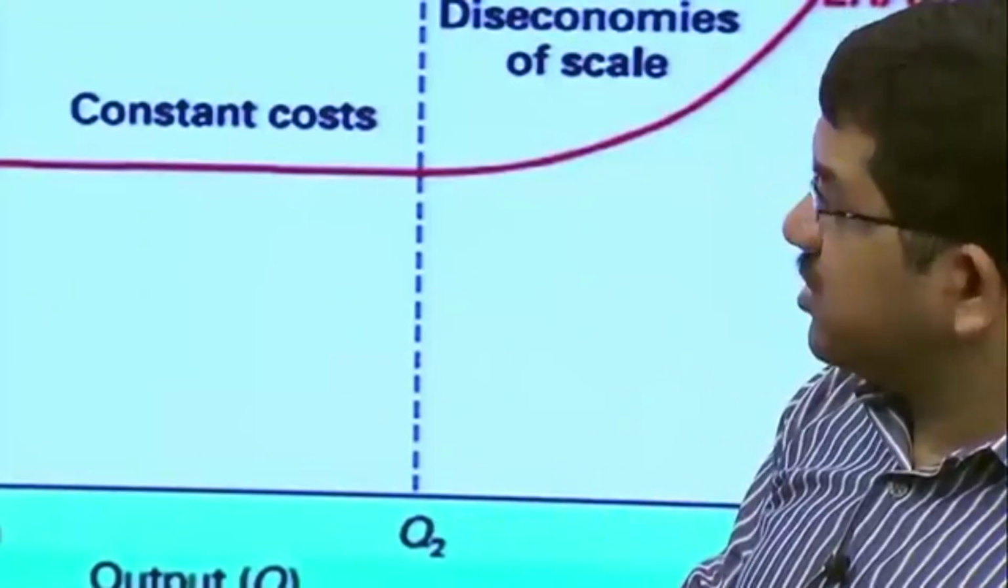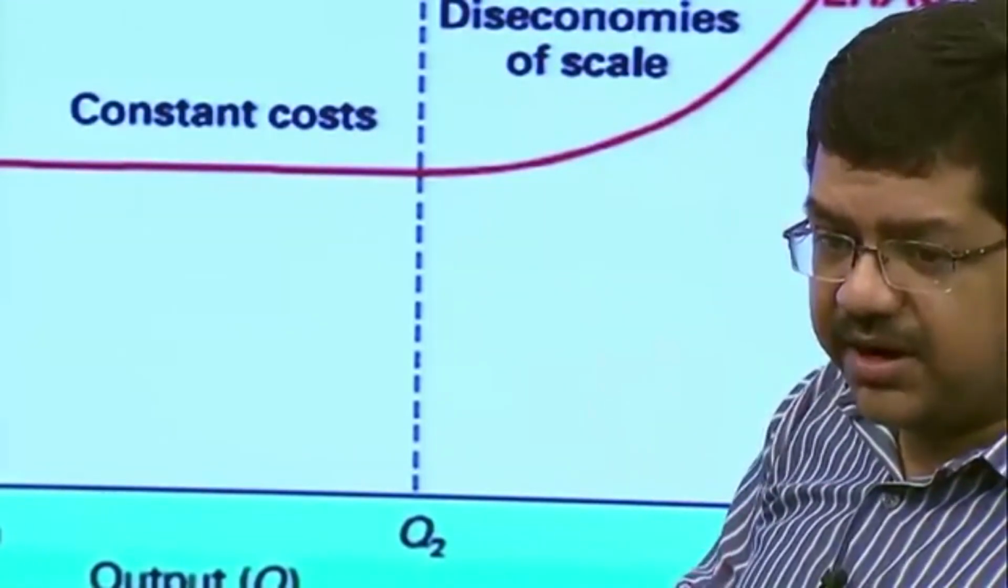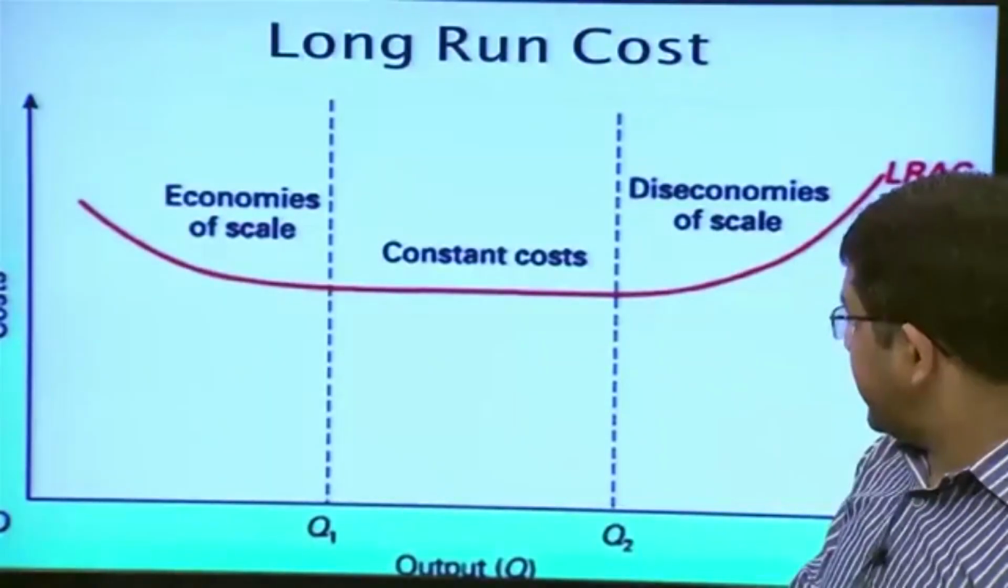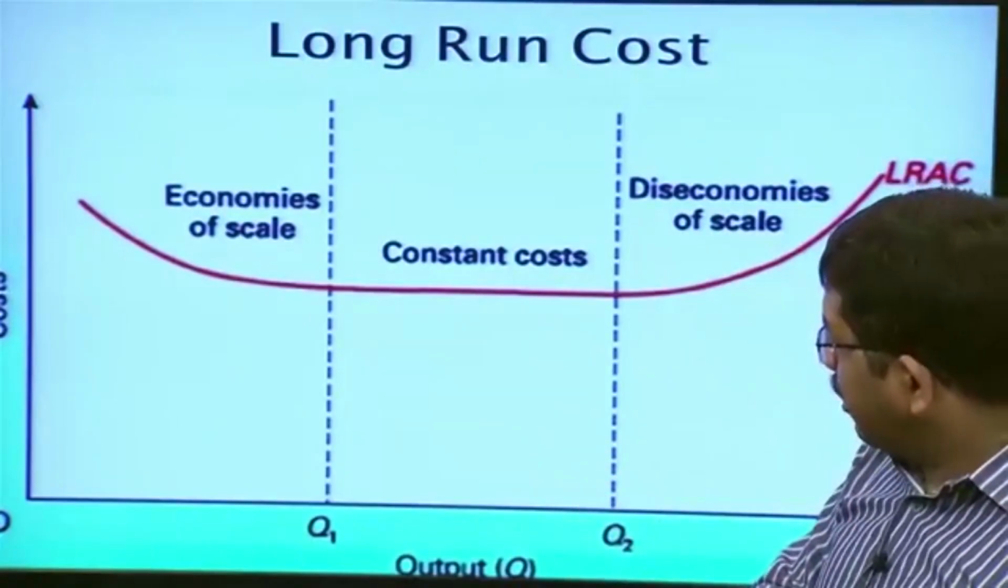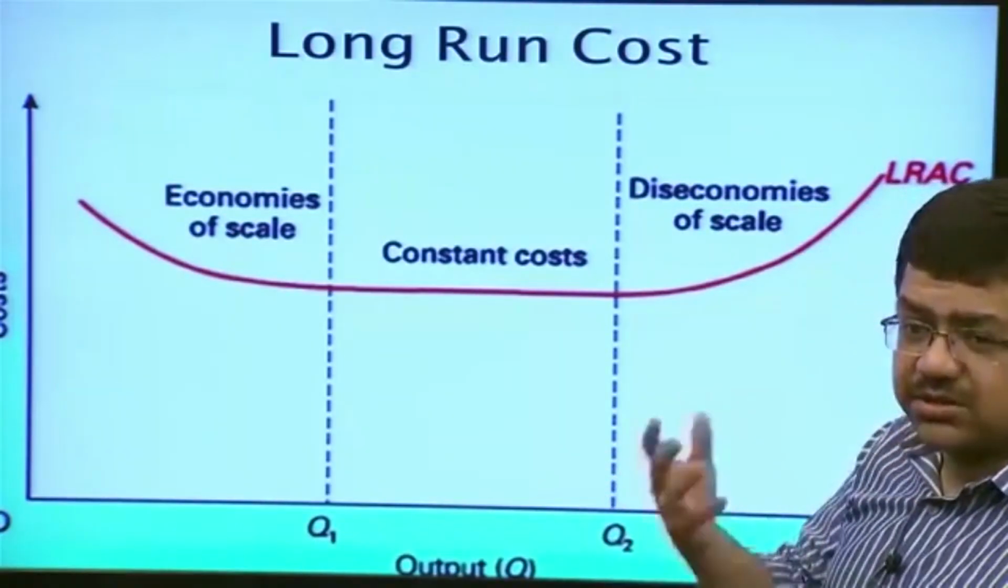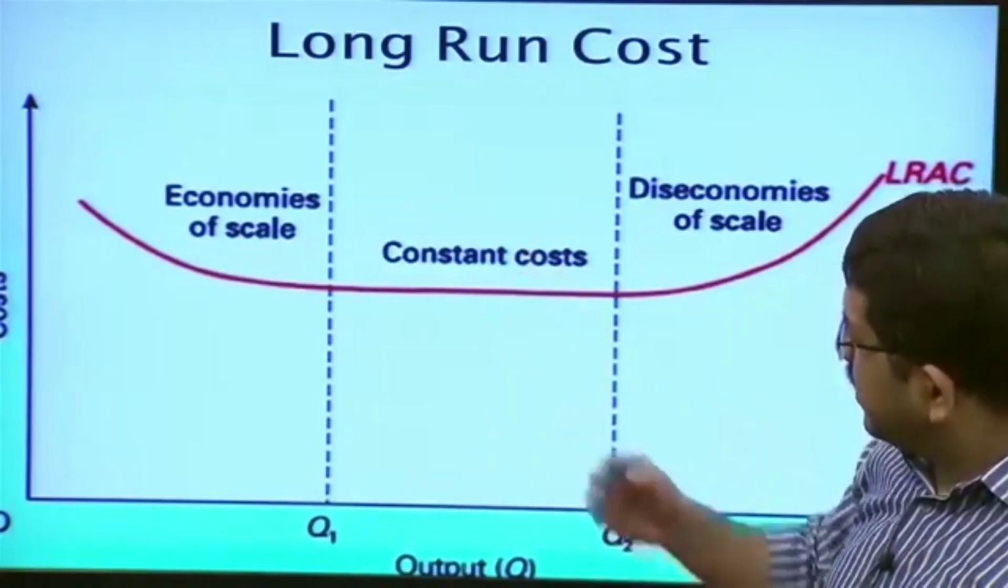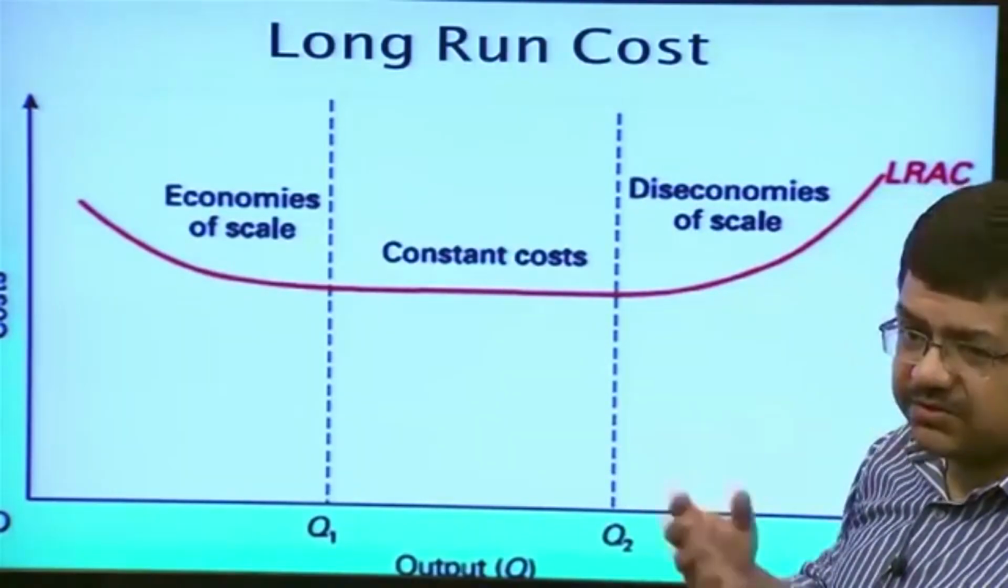What happens to cost in the long run is also exhibited here. You will see that there are three levels of output where the cost behavior changes. The first part of this graph is like economies of scale.